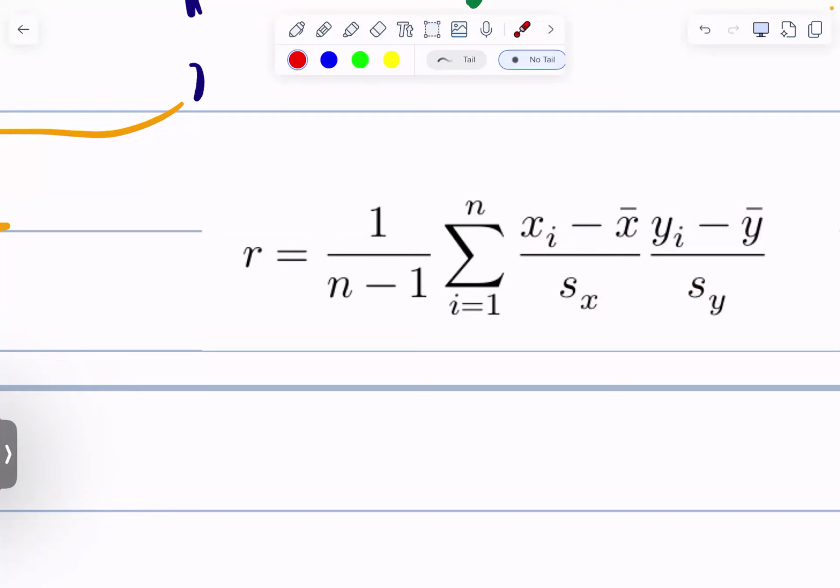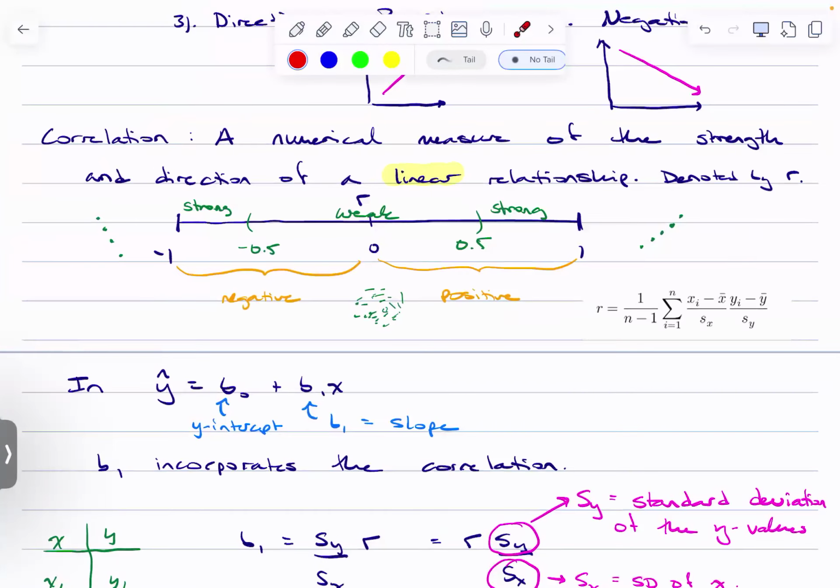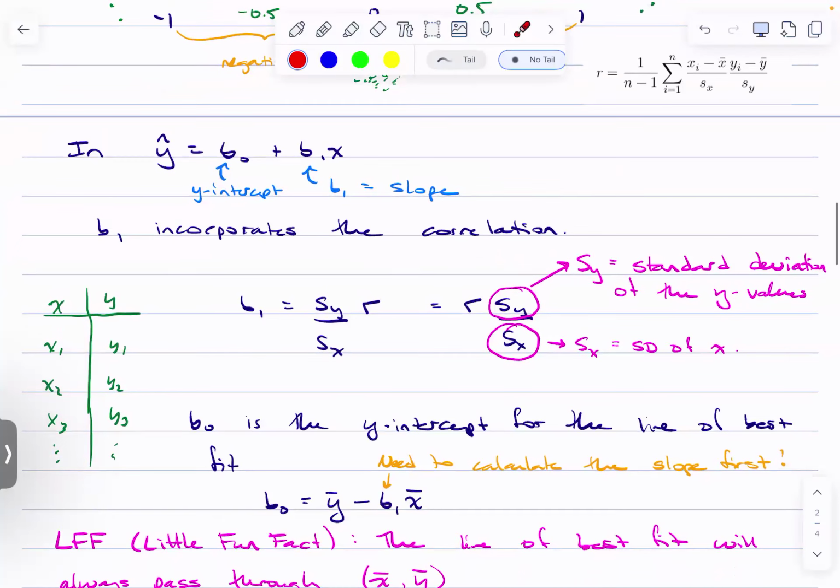You have a correlation command in Excel that you'll use, but it'll do all this, right? And then you multiply them all together and then you add them all up, divided by n minus 1. I'm not going to make you do that. That's crazy. We just use the correlation command, or I give it to you.